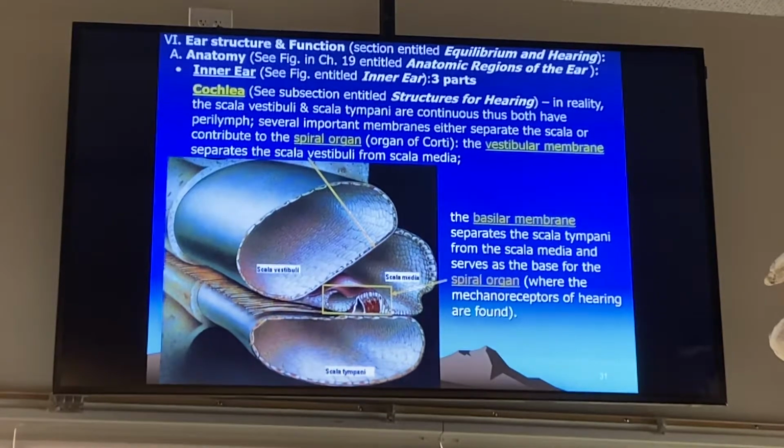Now, separating the scala media from the scala tympani is a much thicker basilar membrane. Sound waves don't go through the basilar membrane, but they do go through the vestibular membrane.